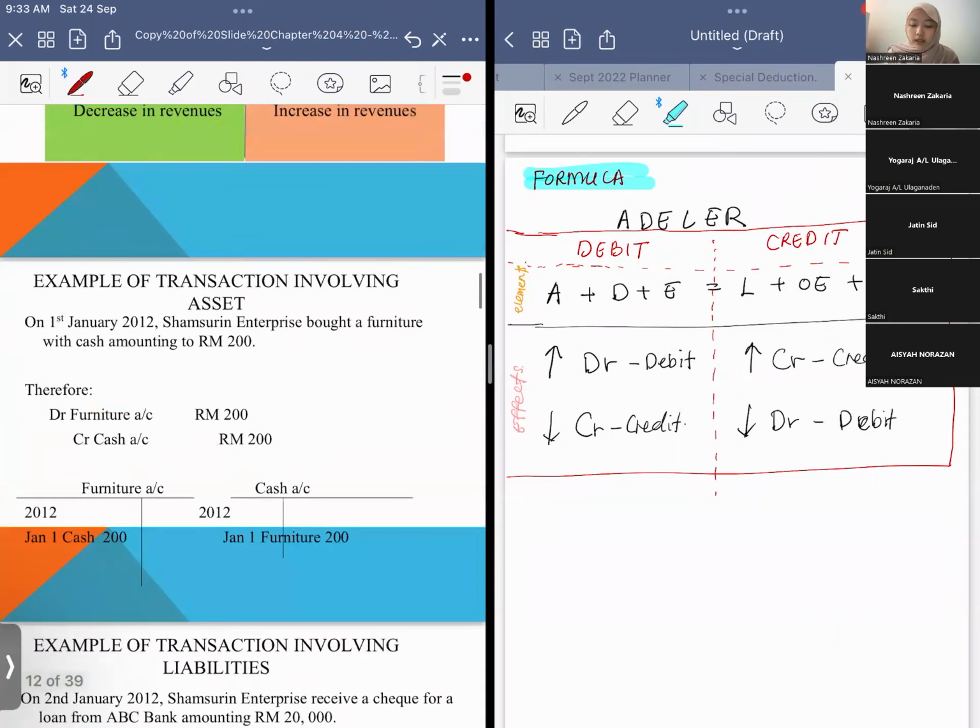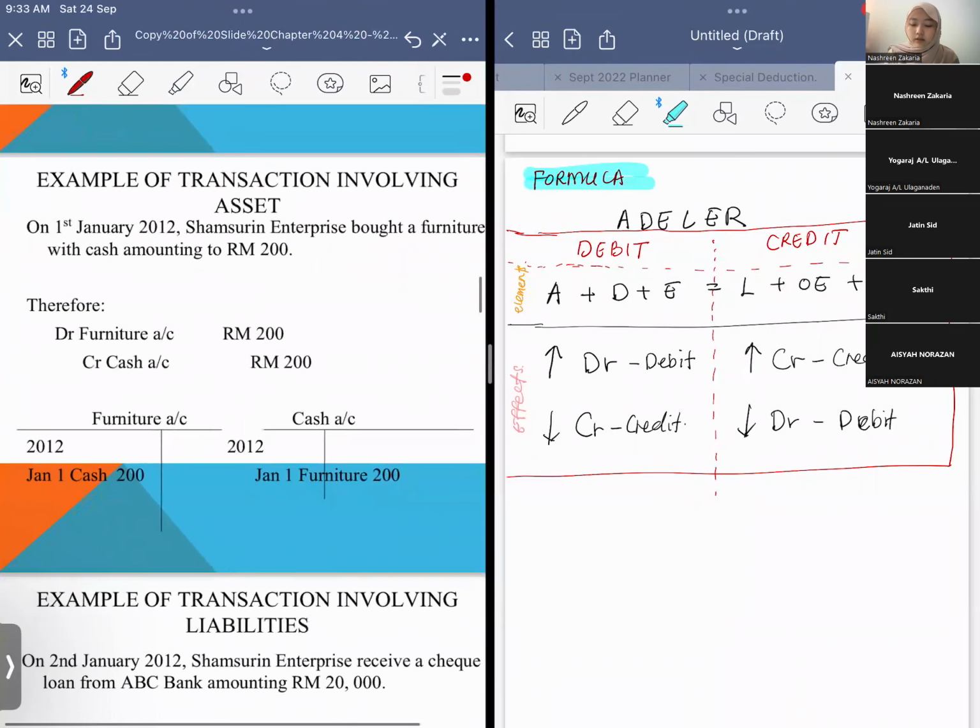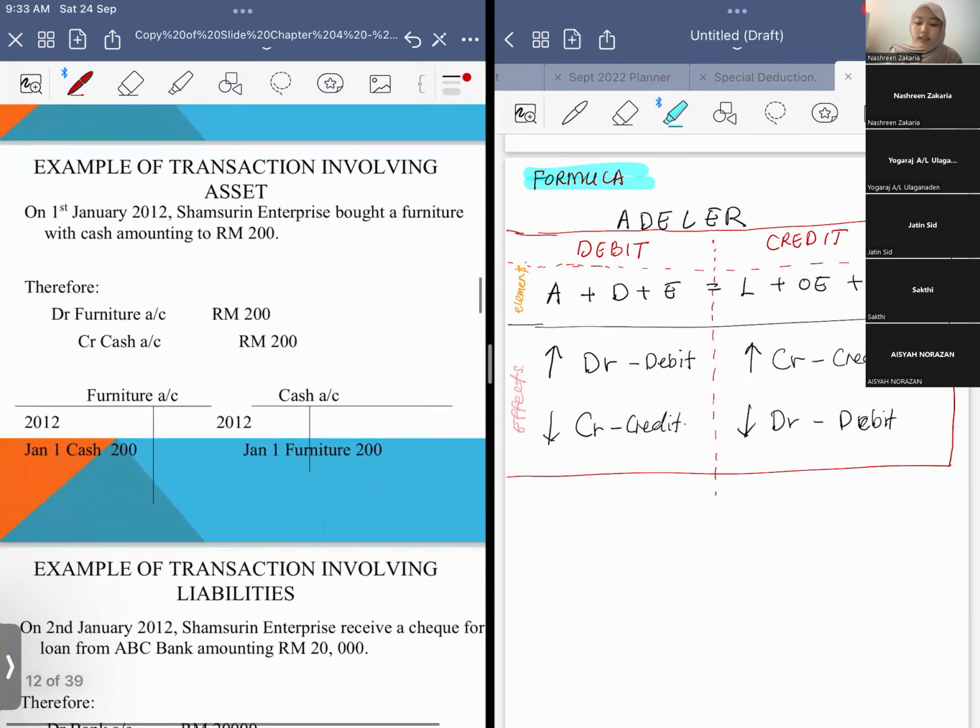Okay, let's look at examples of questions. This is an example of a transaction that involves assets. Okay, look, this is an example of a transaction.